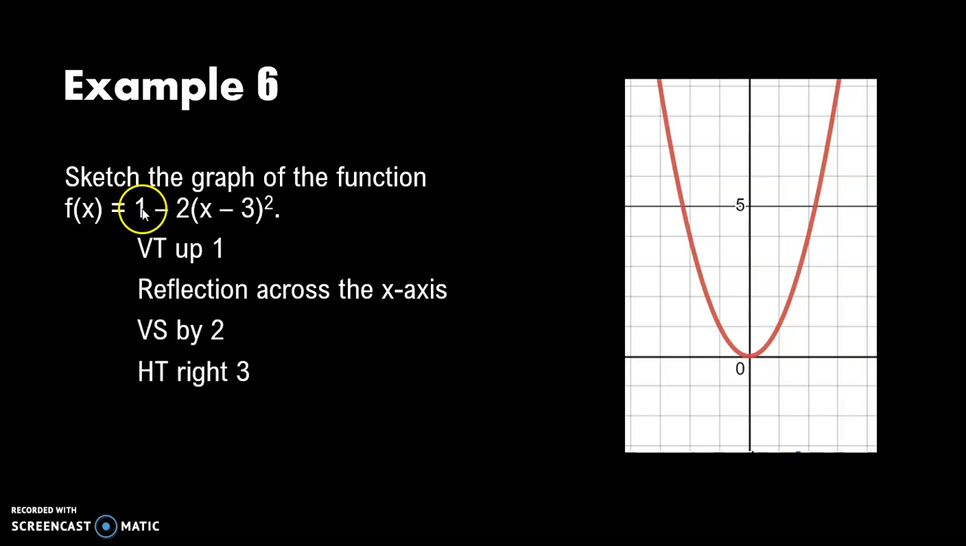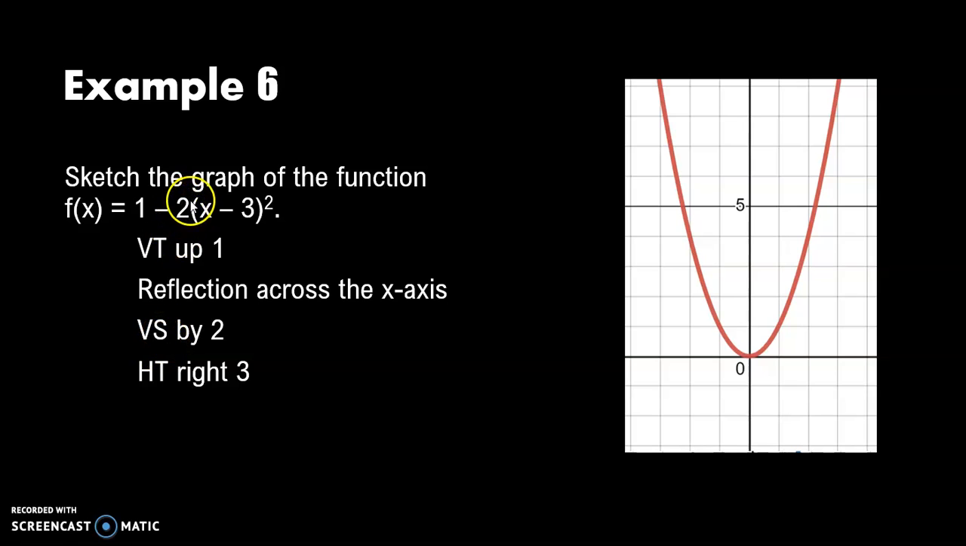Okay, this one is basically added to the outside of the function. So it's a vertical thing, and it is a translation because we're adding or subtracting, and it's gone up by 1. So vertical translation up 1. This minus sign here, that's times the 2, that's a reflection. It's a reflection across the x-axis because it's happening, again, outside where your x squared is.